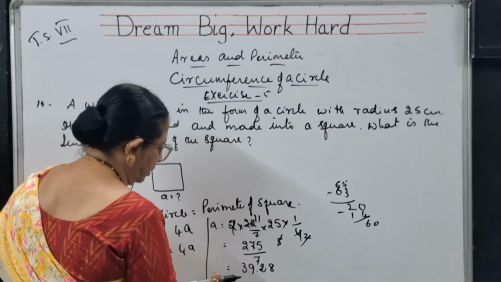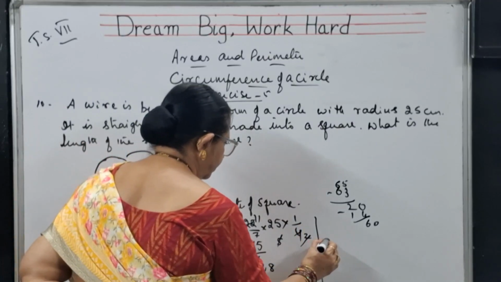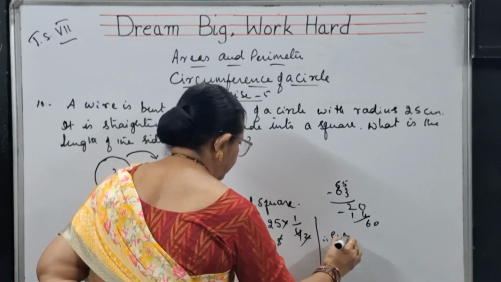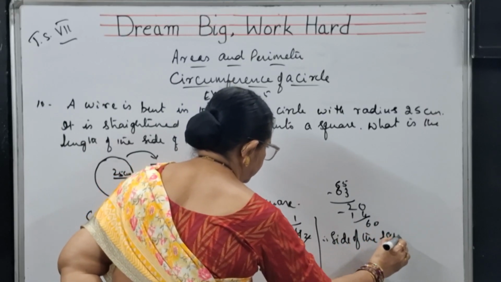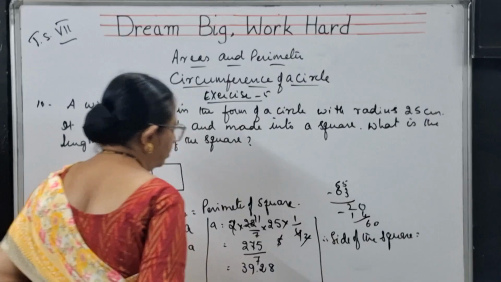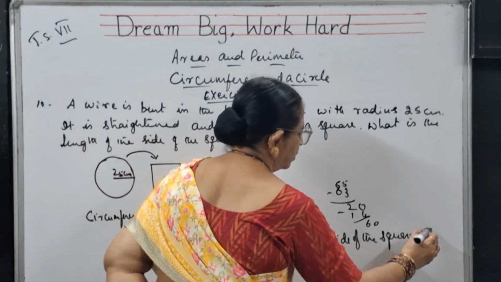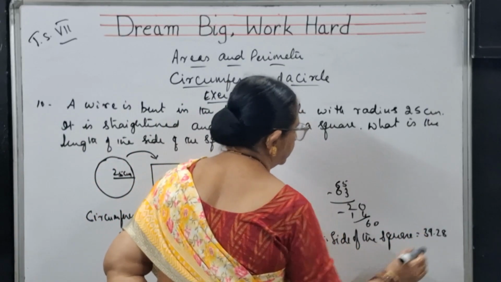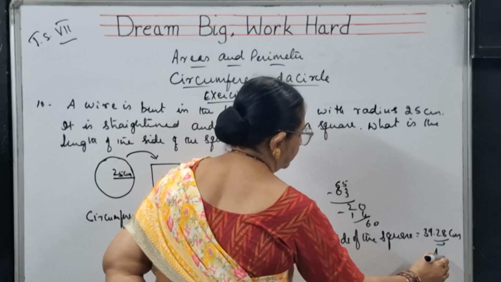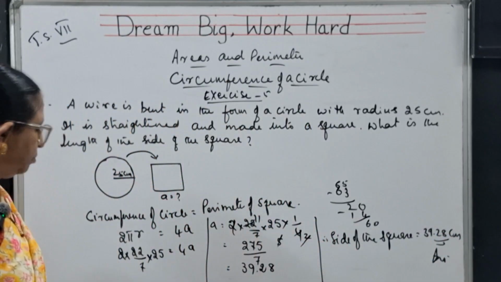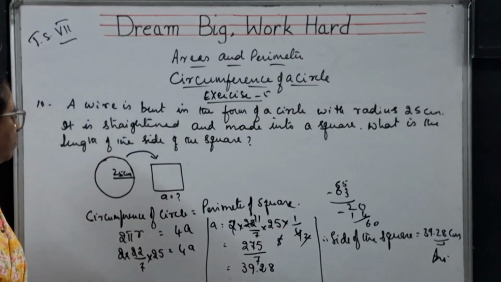So, therefore, the side of the square is equal to 39.28 centimeters. This is the answer, children. So, please note it down.